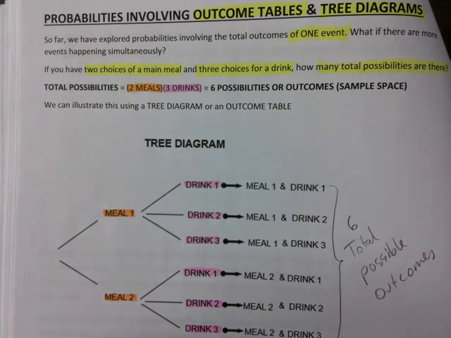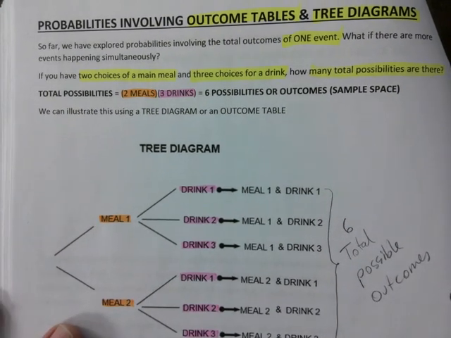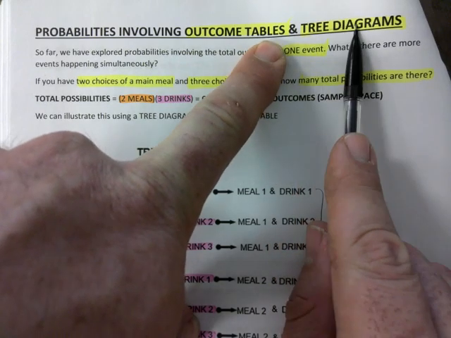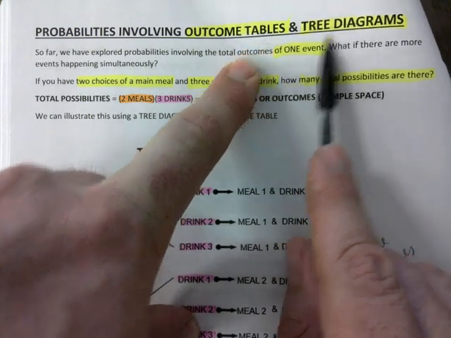Okay, so I'll probably give you a 15-minute lesson or so, and then you'll be doing some work on your own. Okay, 15-20 minutes. So we started talking on Friday about outcome tables and tree diagrams, right?